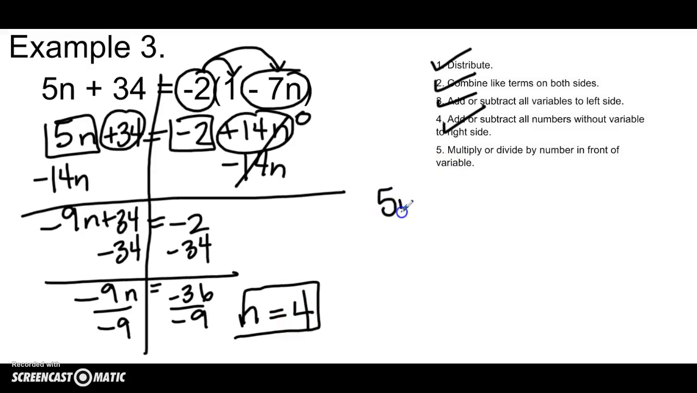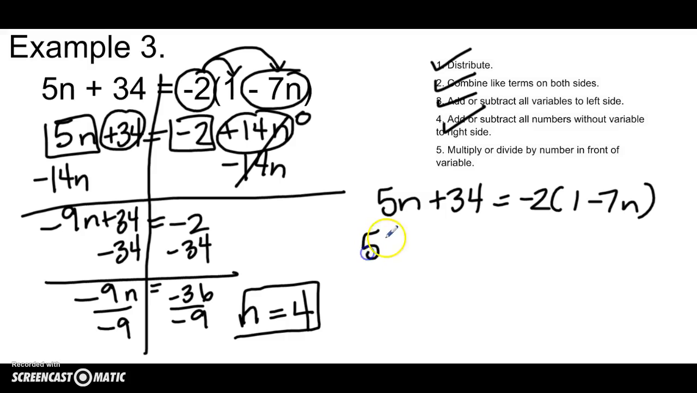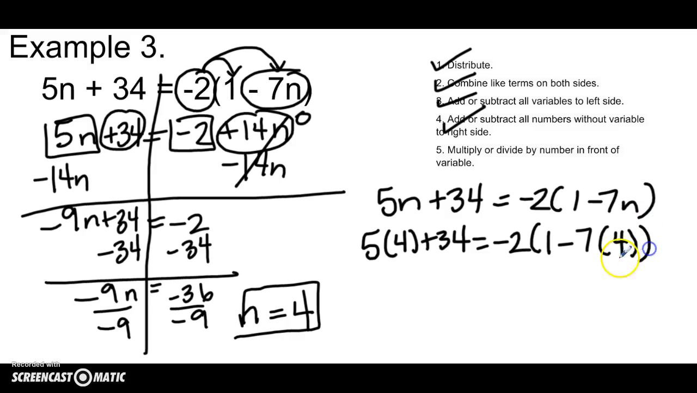What I need to do now is go back and check my work. So I'm going to rewrite my equation, and then I'm going to plug in 4 for n. So I have 5 times 4 plus 34 equals -2, open parentheses, 1 minus 7 times 4, close parentheses. 5 times 4 is 20, plus 34 equals, and what I'm going to do is follow my order of operations, so I need to do what's inside my parentheses first. And inside my parentheses, I have multiplication. So -7 times 4 is -28.